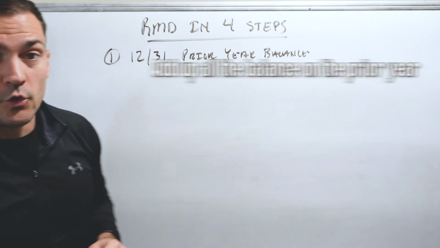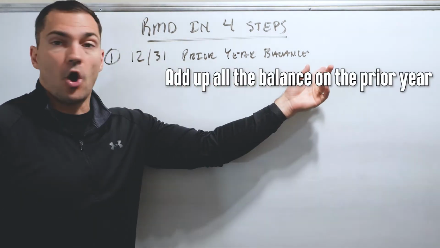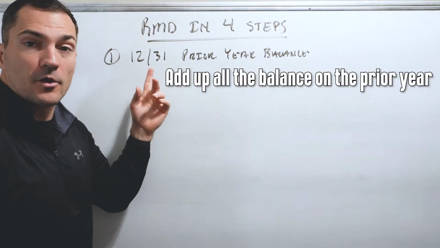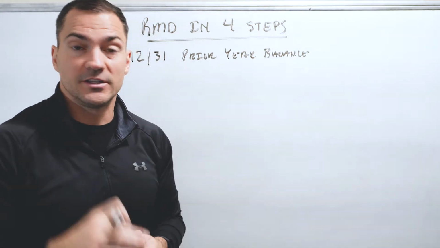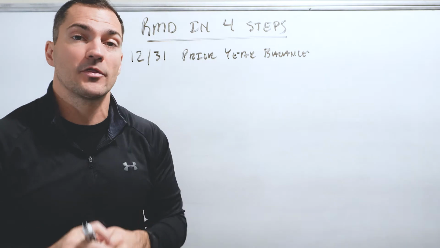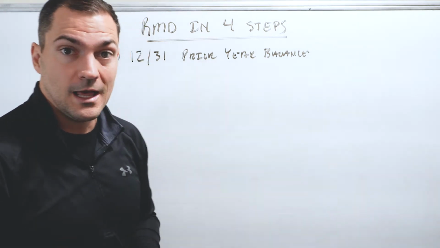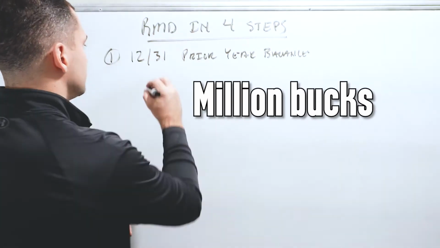All right, first thing you're going to do is add up all the balances on the prior year, December 31st. So this year's RMD of 2022, if you're turning 72 this year, will be off the December 31st balance of 2021. Let's say that was $1 million.